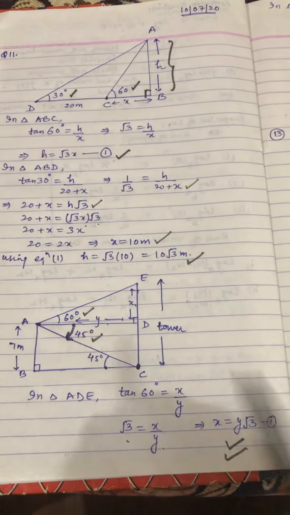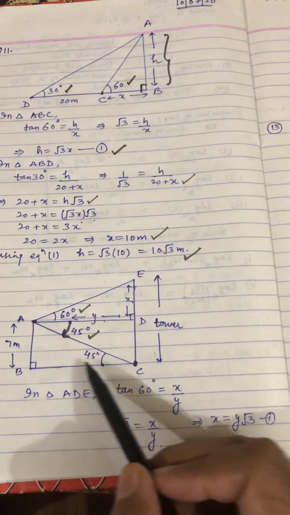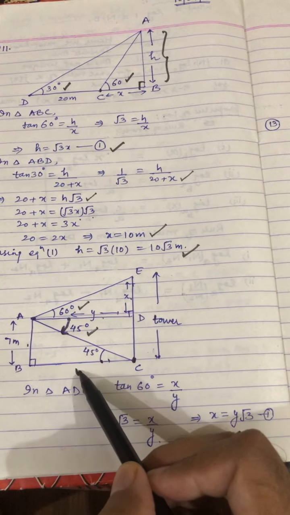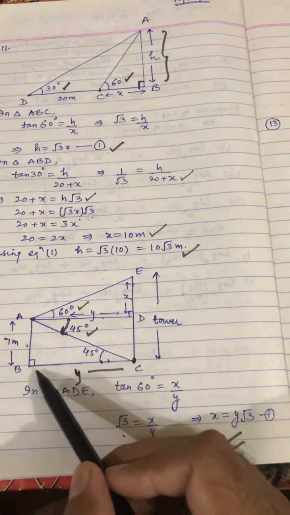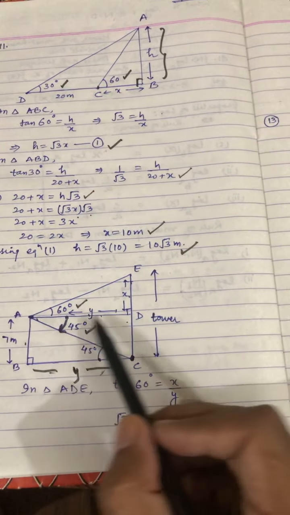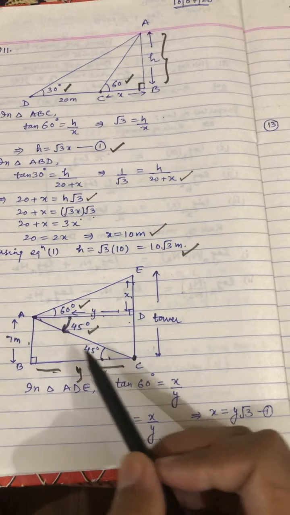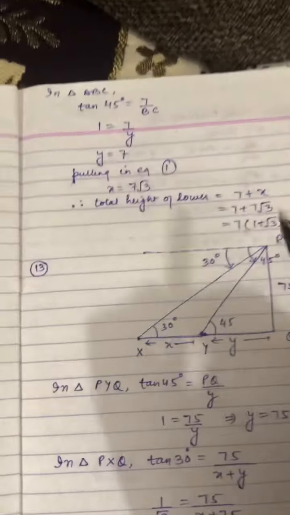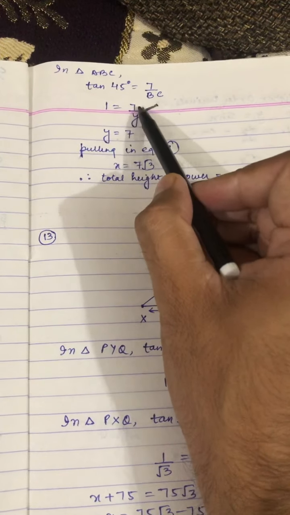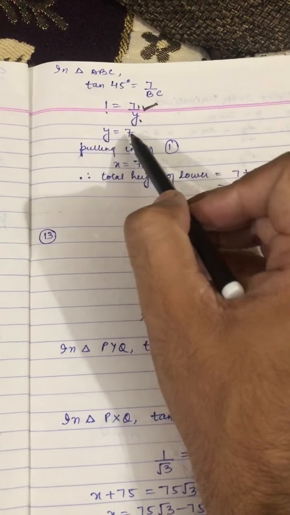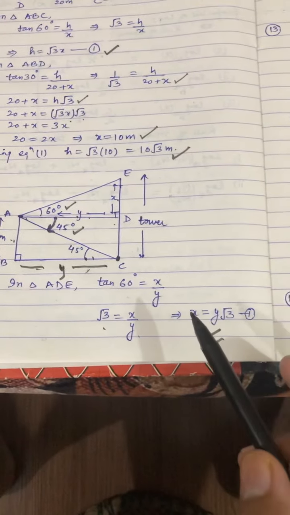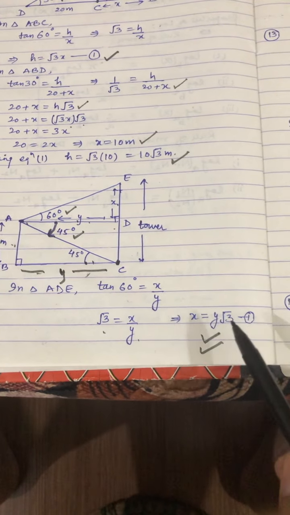Now after this we'll take triangle ABC, tan 45, 7 upon BC, that is y only. Because this length is y, I have assumed it as y, so this is also y because it is a rectangle. So tan 45 will be 7 upon y. Value of tan 45 is 1, on cross multiplying y is 7. So when y is 7, you can find the value of x also. It will be 7 root 3.